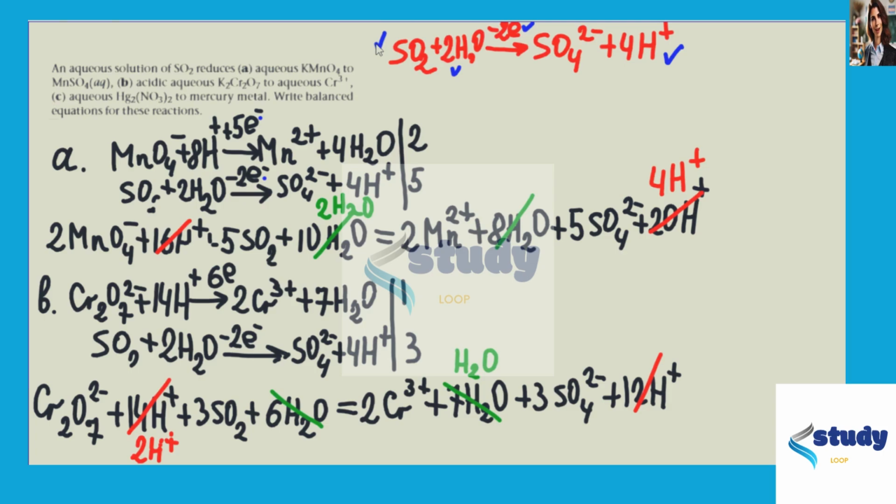A. Potassium permanganate produces permanganate anion, and manganese sulfate is presented by manganese cation. To balance oxygen, we need to add 4 water, and to balance hydrogens, we need to add 8 protons. The charge is balanced by 5 electrons.